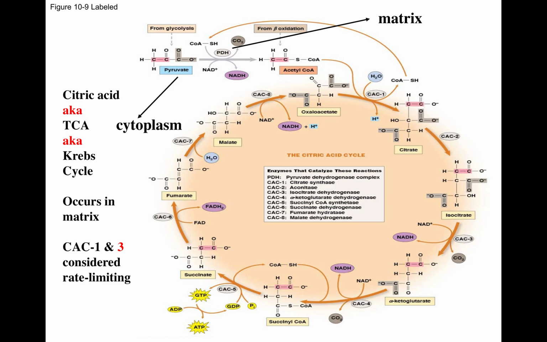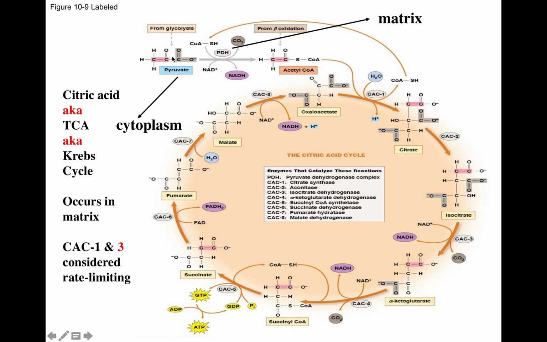So pyruvate came from glycolysis. It crossed the inner membrane and the outer membrane to get to the matrix. So pyruvate from the cytoplasm crosses both inner membrane and outer membrane, is acted on by pyruvate dehydrogenase, which is a matrix enzyme. So pyruvate has to get to the matrix, okay? And it's a giant enzyme. So it's called the pyruvate dehydrogenase complex. You can actually see it in an electron microscope, and it's a very large enzyme complex.